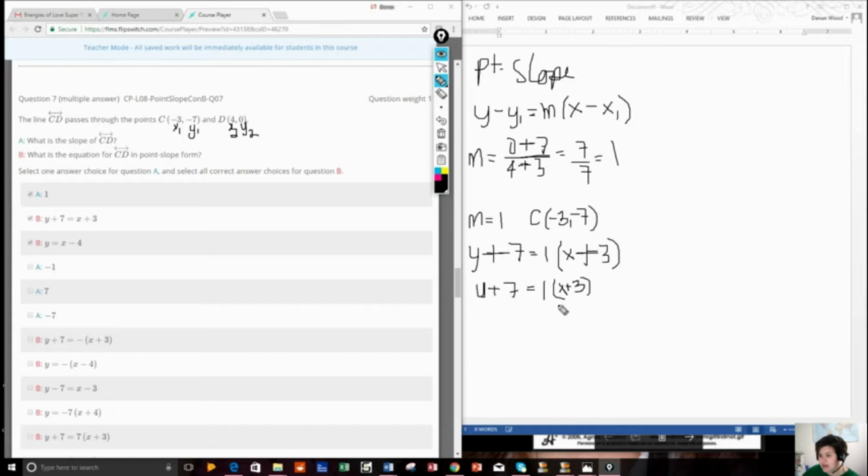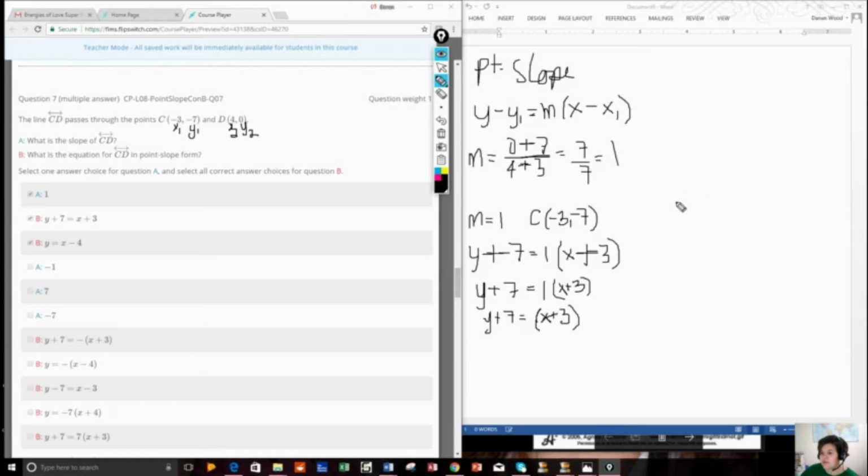Okay, in mathematics, when we have 1 times anything, that doesn't change the value of it. So they imply that the 1 is there by not writing it. So we could have just x plus 3, and we would know that the 1 is implied.